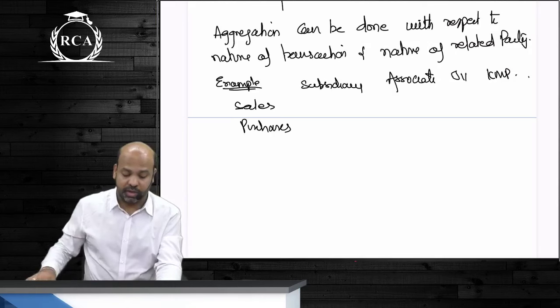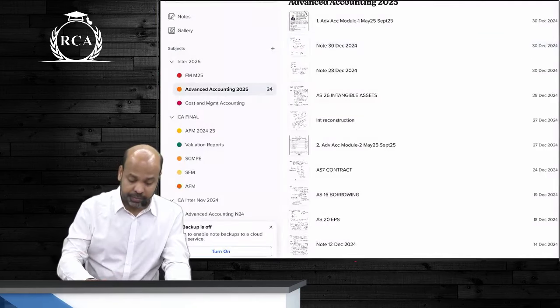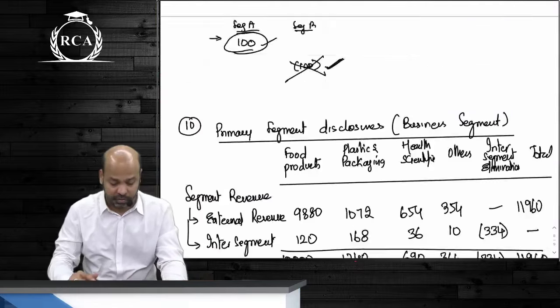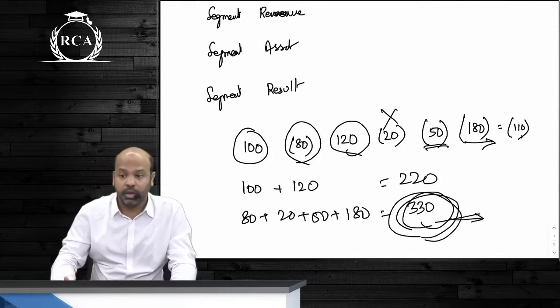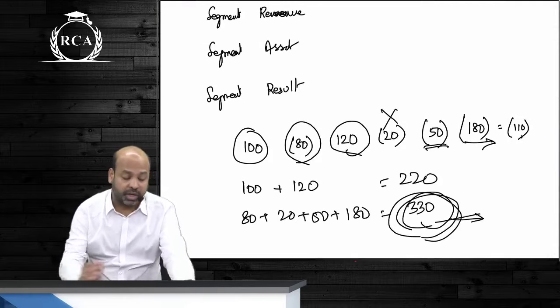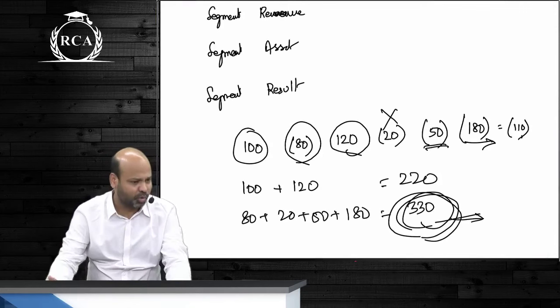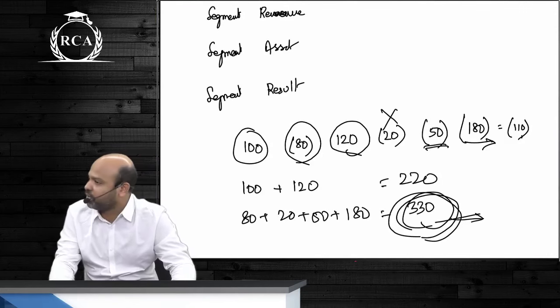Let us now revise Accounting Standard 17. We'll continue in the same video only. Accounting Standard 17 is segment reporting.